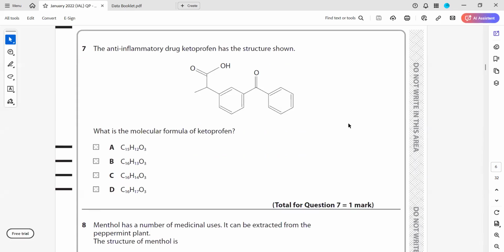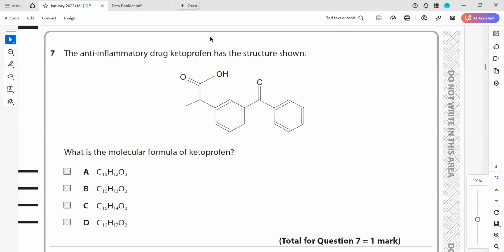The anti-inflammatory drug ketoprofen is shown. What is the molecular formula of this drug? How many carbon atoms are there? 1, 2, 3, 4, 5, 6, 7, 8, 9, 10, 11, 12, 13, 14, 15, 16. So 16 are there. Then the only distinguishing factor is hydrogen. I have to count hydrogen.